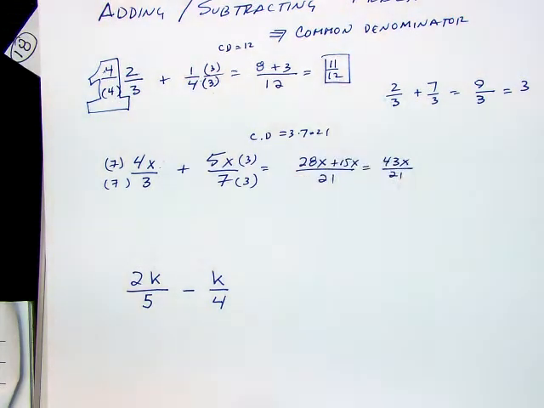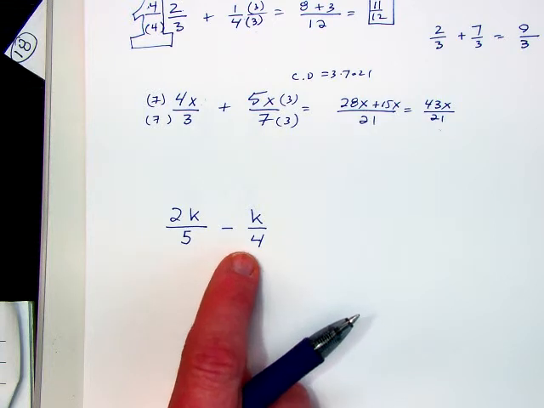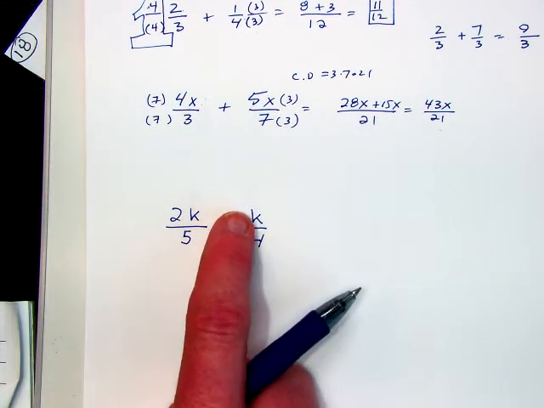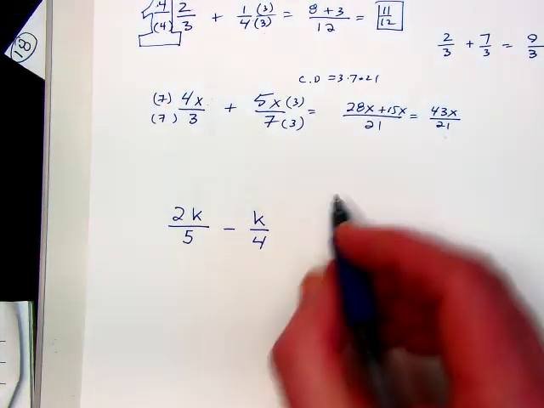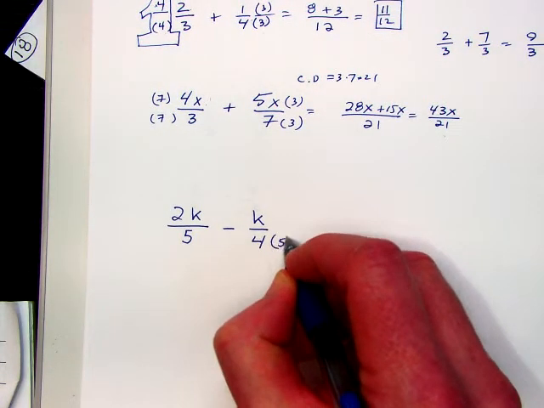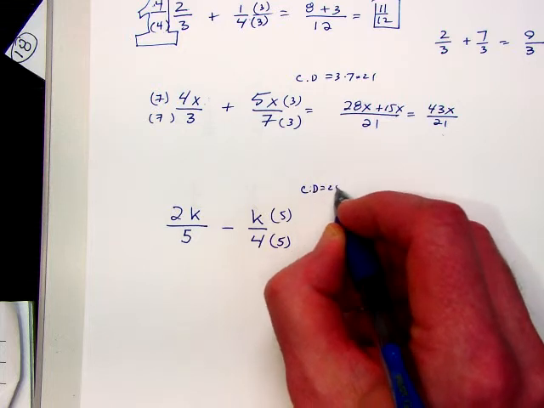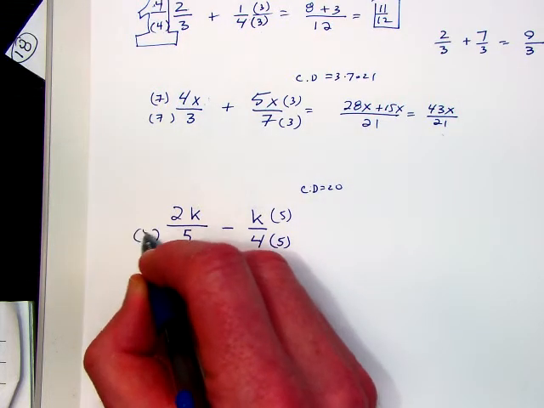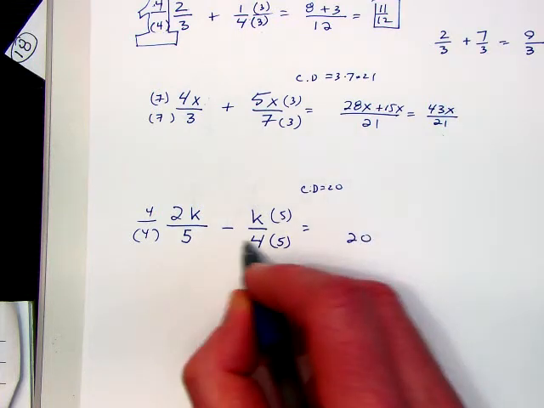Okay, so the last one here is I have 2k over, or minus k over 4, which is the same as 1/4 times k. My common denominator here is also 20. So I'm going to multiply by 5 over 5. This one I'm going to multiply by 4 over 4. So we know our denominator is 20, and how I handle subtraction is identical.